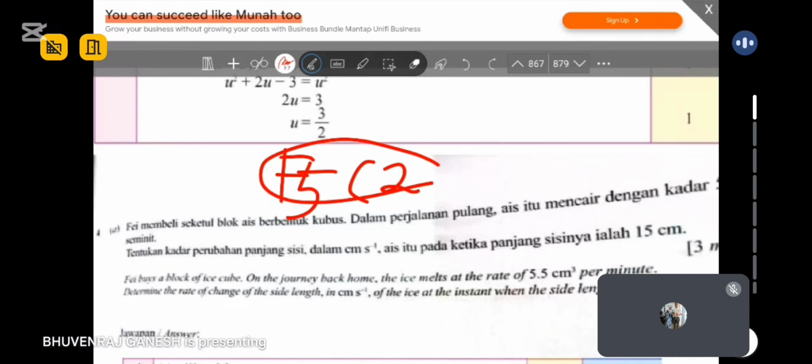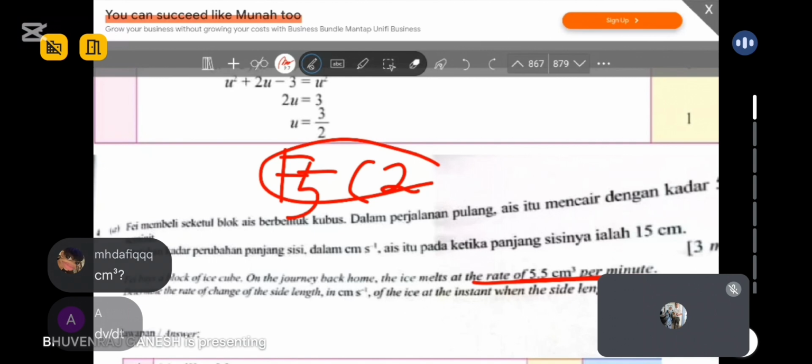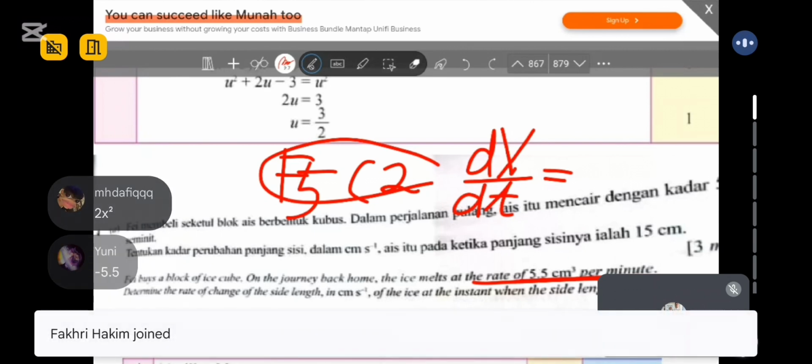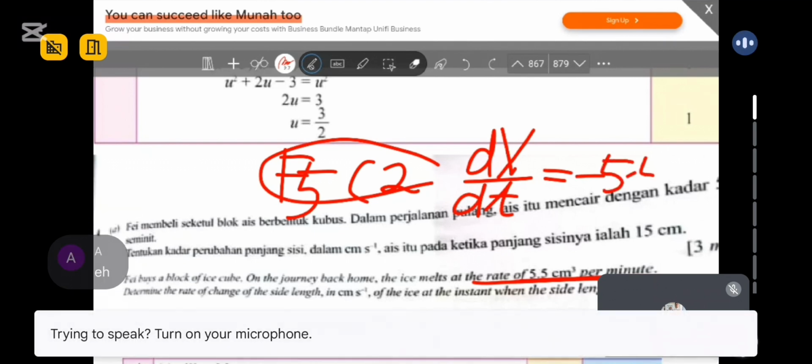They tell you that, first information guys, may I know what is the symbol for this? Apa simbol dia? cm cube per minute. So kamu akan tulis apa? What is the symbol you use? cm cube per minute. Yes. You will use dv over dt guys. Sama dengan apa guys? Equal to what? Important question now. Soalan penting. I already get my first victim. Correct. Negative 5.5 guys.